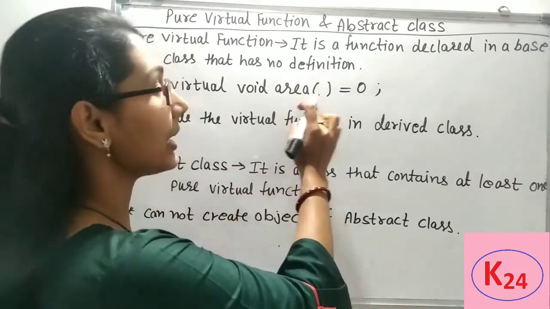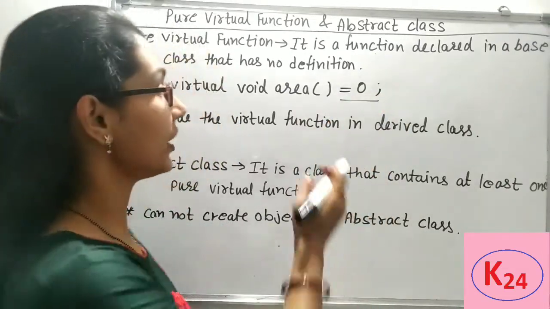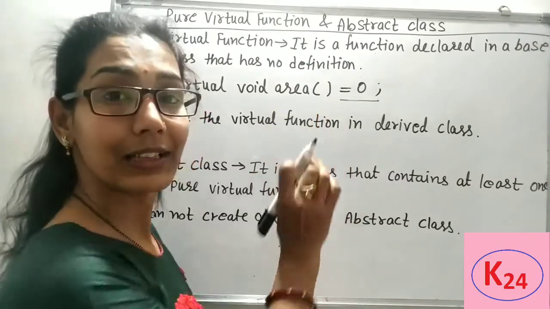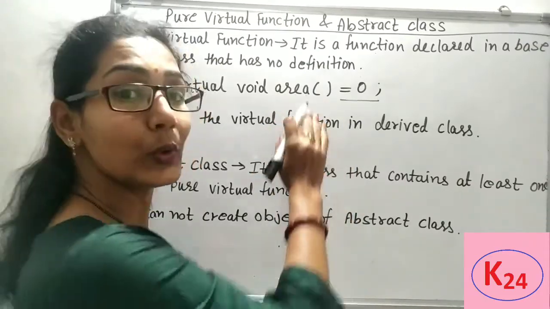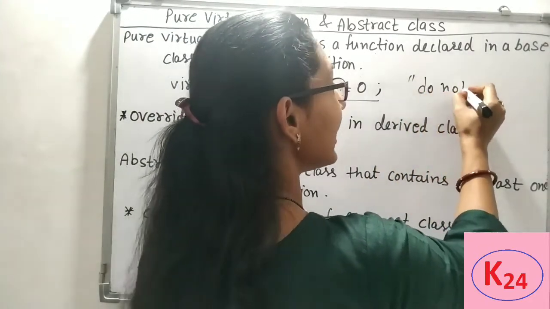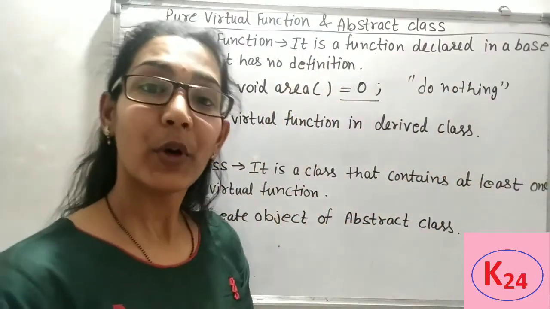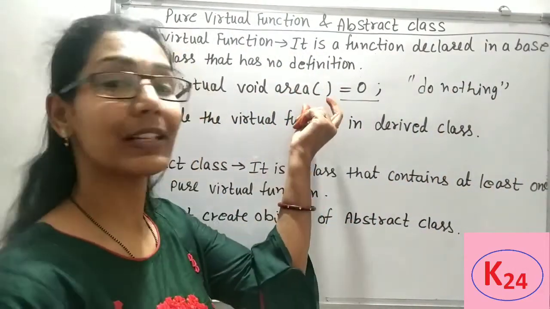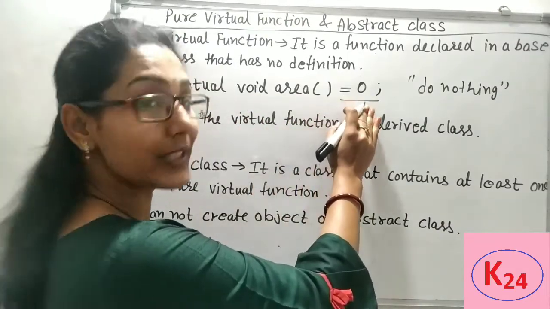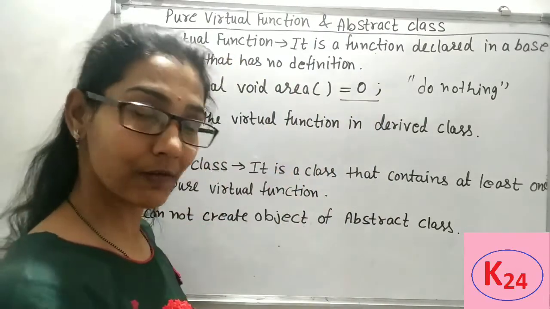Area is a function name and then equal to 0. 0 means we have no definition related to this function, and it means this function will not do anything. So by this reason it is also called do nothing function. So this is the pure virtual function. Means when we write virtual function equal to 0, then it will work as a pure virtual function.